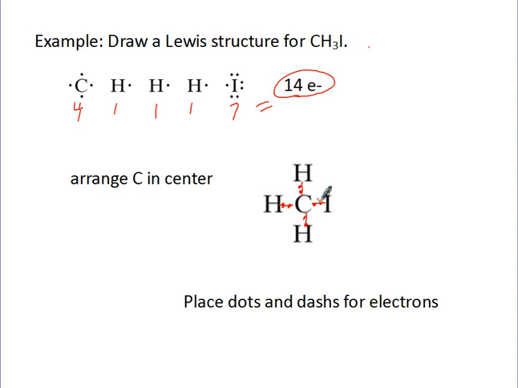And now I have to figure out what to do with the other 6 electrons. They can't go around hydrogen because hydrogen already is full. Hydrogen can only have a maximum of 2 electrons. So they have to go around the iodine. So again, 2, 4, 6, 8, 9, 10, 11, 12, 13, 14. That gives me 14 electrons, which matches. There's my check. So this is my Lewis structure for this particular molecule.